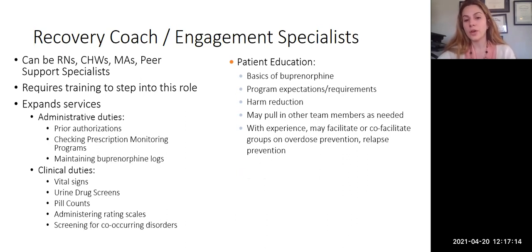They're also part of providing a lot of education to patients. So they have the time to sit down and explain the basics of buprenorphine and Narcan and how to get it, program expectations, different harm reduction techniques, and they can pull in other team members as needed, but they provide a lot of that psychoeducation for folks.